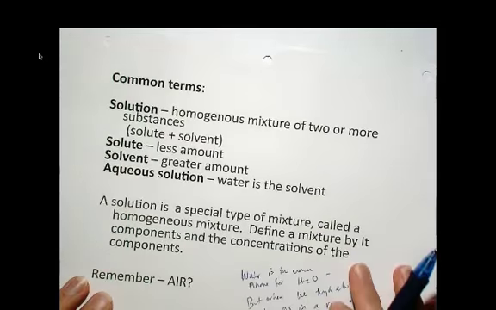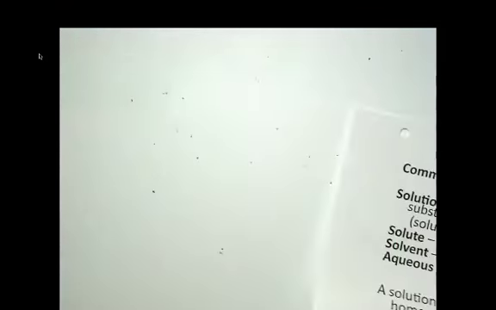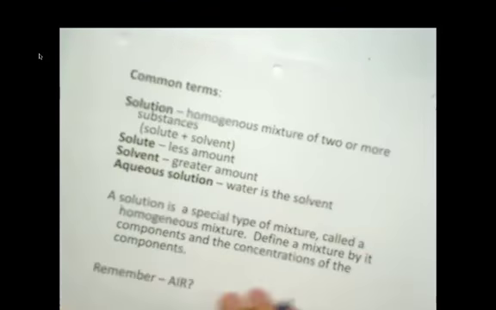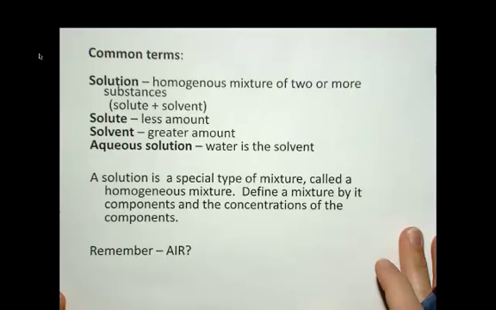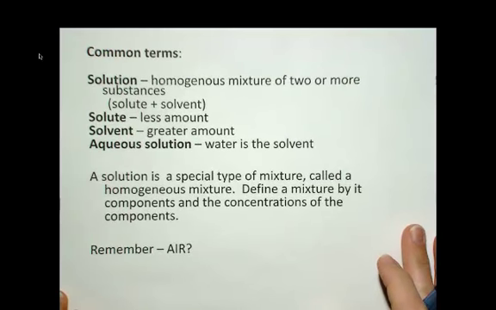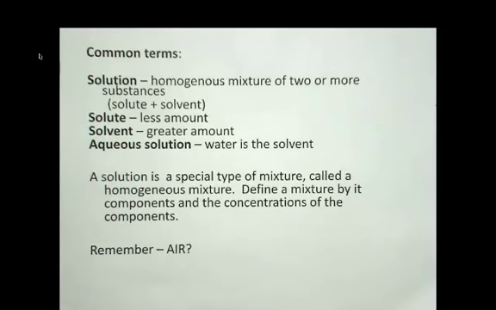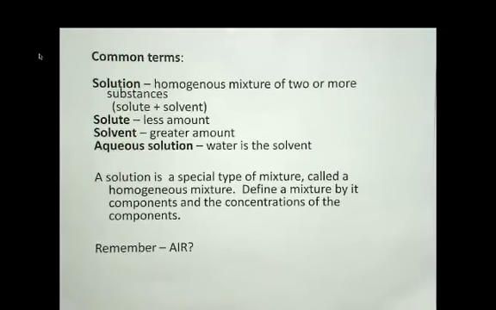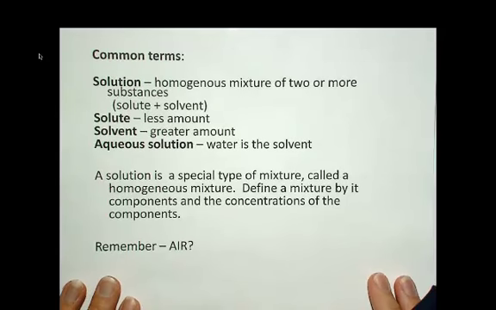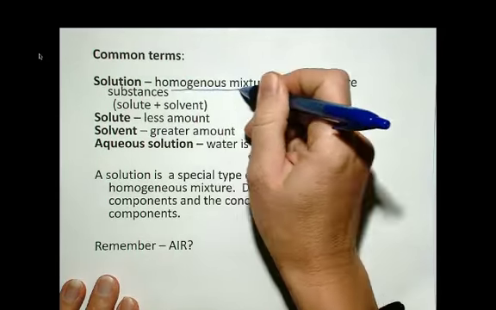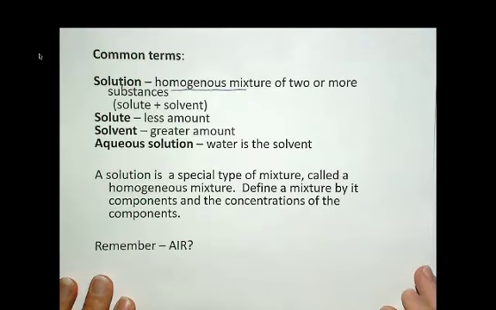Okay, and so first of all, let's just make sure we're all on the same page as far as the language that we use to describe these solutions. Now, a solution is just a type of a mixture. It's a special type of mixture called a homogeneous mixture of two or more substances.